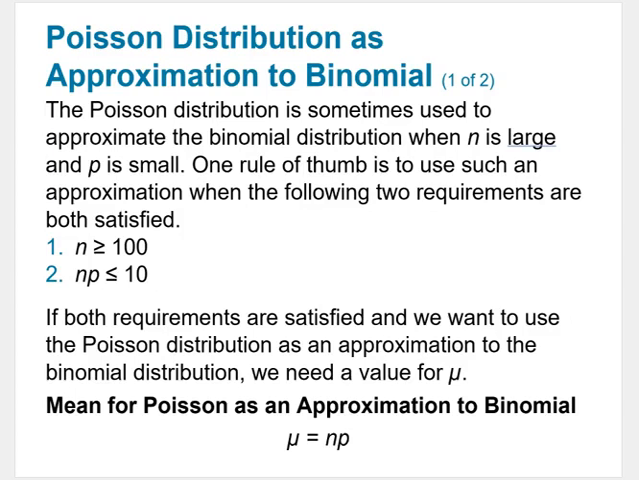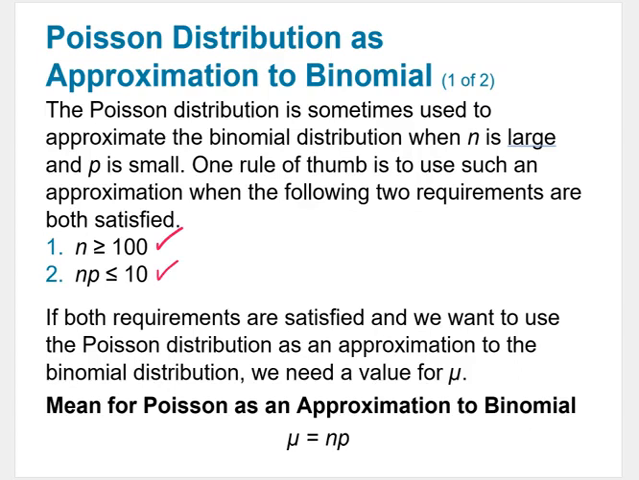So if you don't like the formula for binomials, you can use a Poisson, but it has to meet two different things. You have to have two requirements. You must have an n greater than or equal to 100, and that's usually where most of these you can't, because your binomial doesn't have more than 100 trials. And when you multiply n times p, it has to be less than or equal to 10.